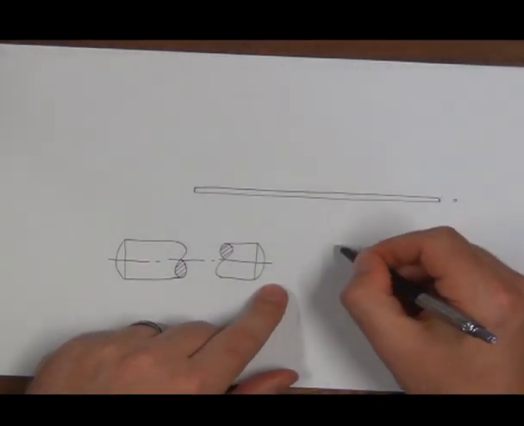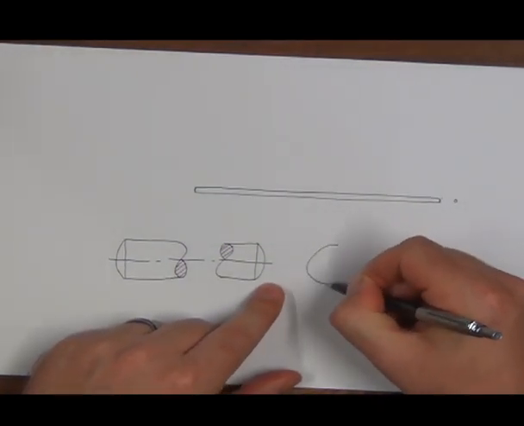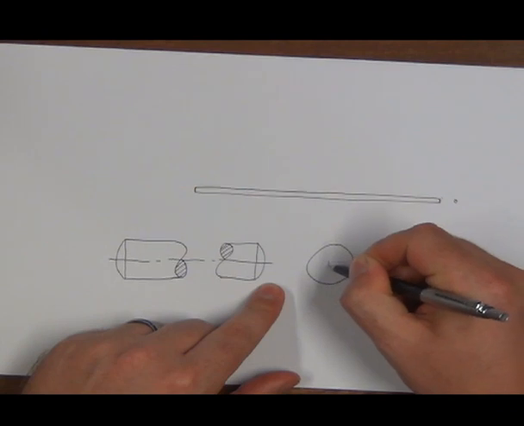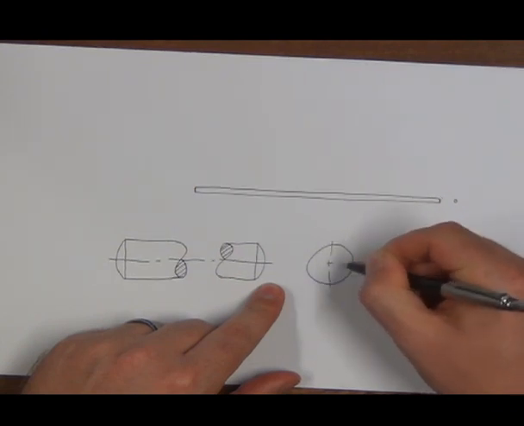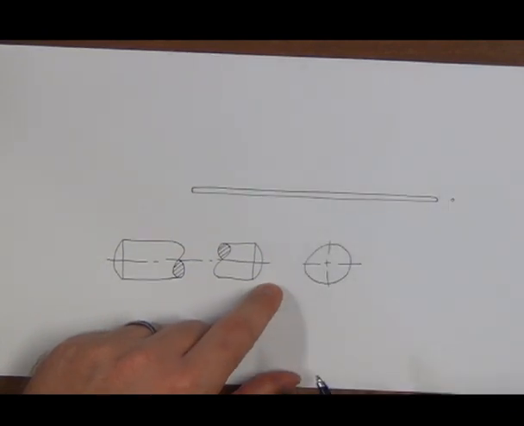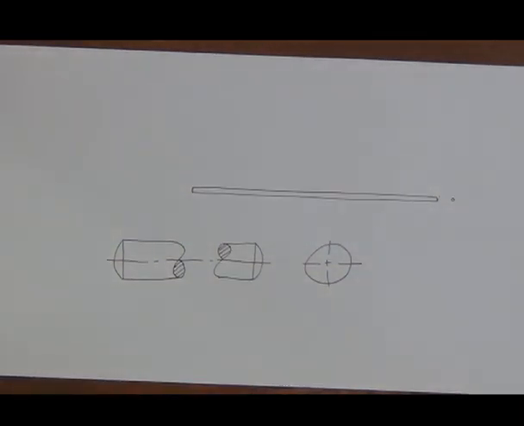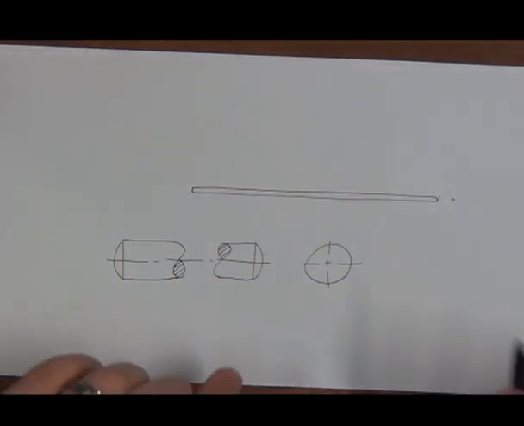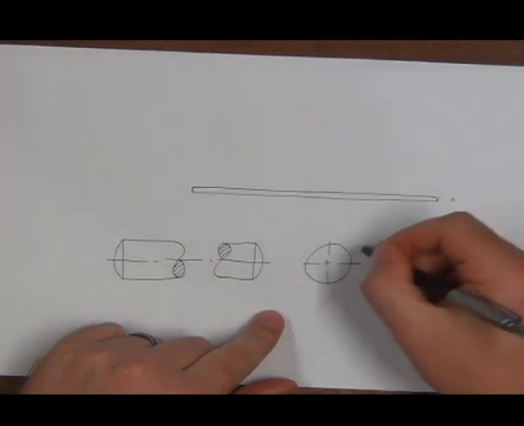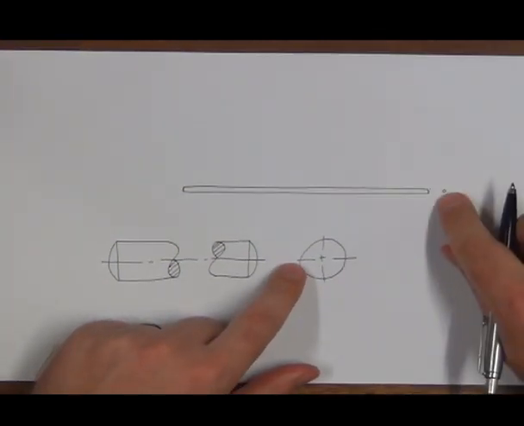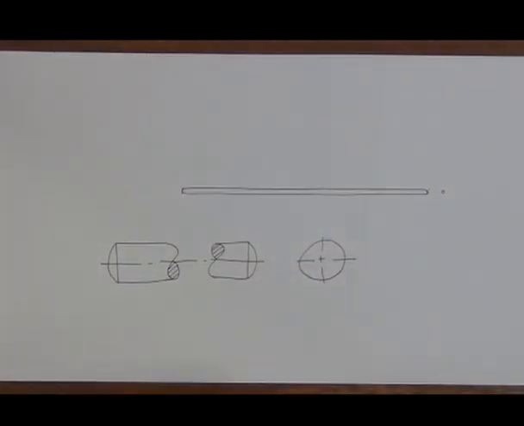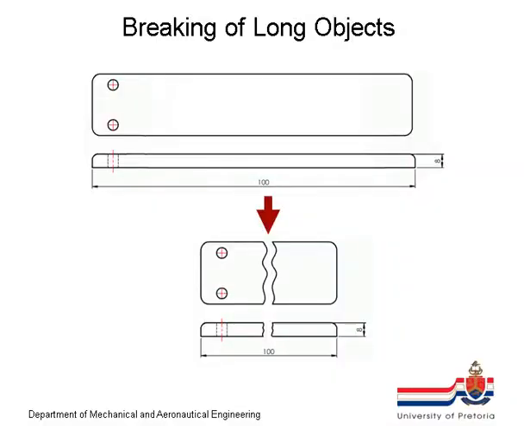This now allows us to make a more appropriately proportioned right-hand view, which is a lot easier to put a dimension on. That one is so small you can't see what's going on. So that was the way to break a cylindrical object.